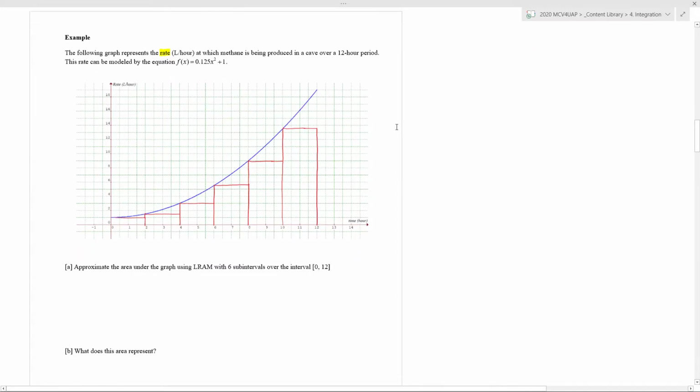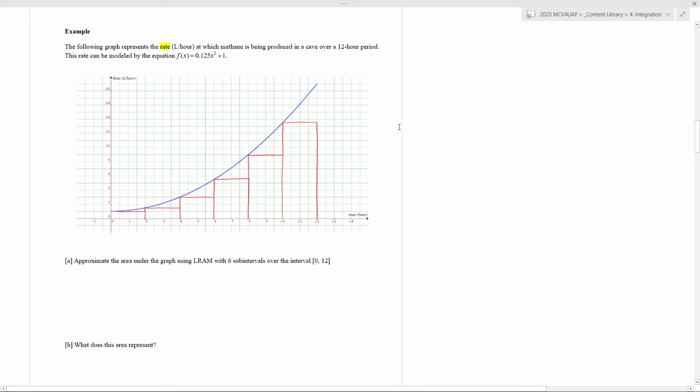Slightly different, but the same idea, just packaged a little differently. The following graph represents the rate in liters per hour. So it's a rate of change function. That blue graph is a rate of change function. It's the rate at which methane is being produced in a cave over a 12-hour period. And that rate can be modeled by the equation there, 0.125 x squared plus 1. I know it's just called f of x, but since it's a rate, you can imagine that that's the derivative of something.